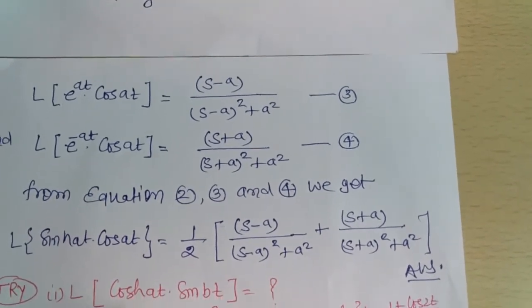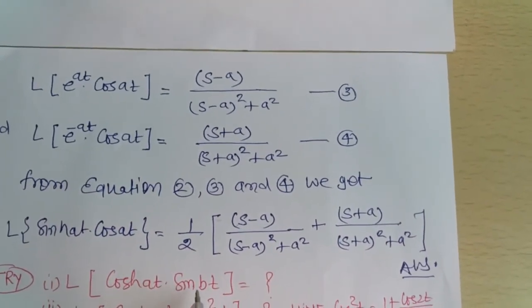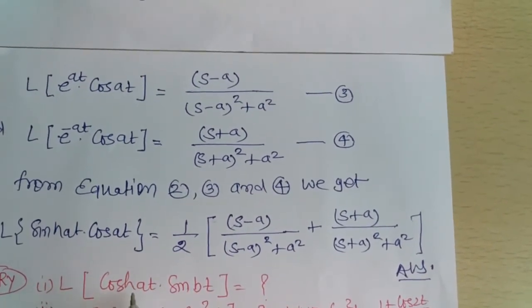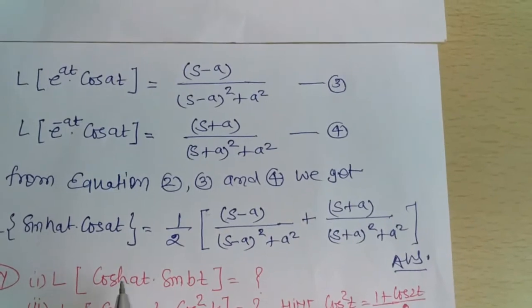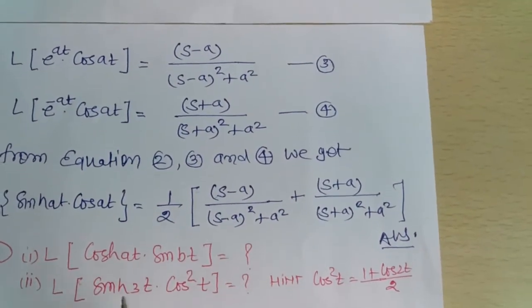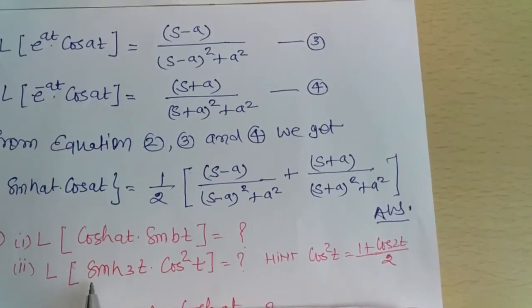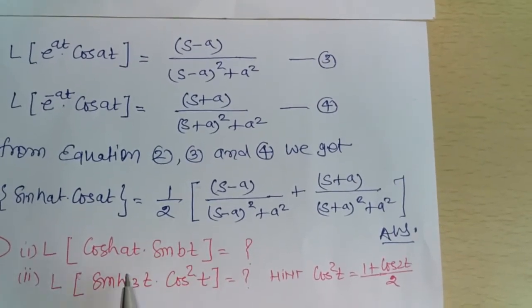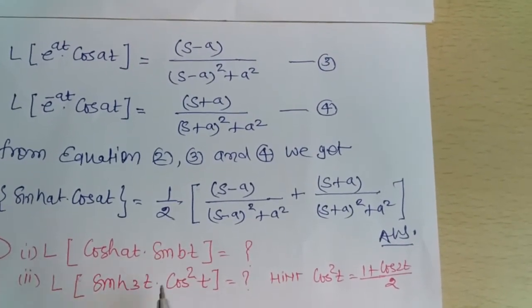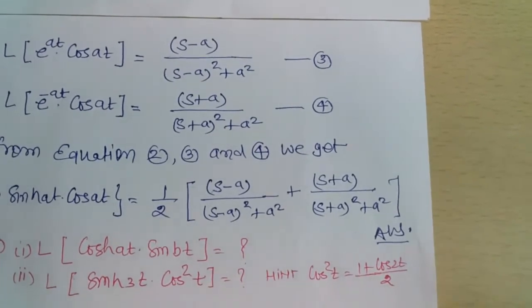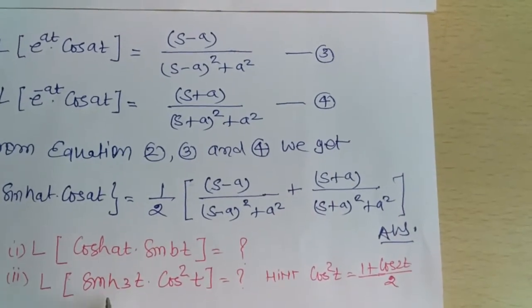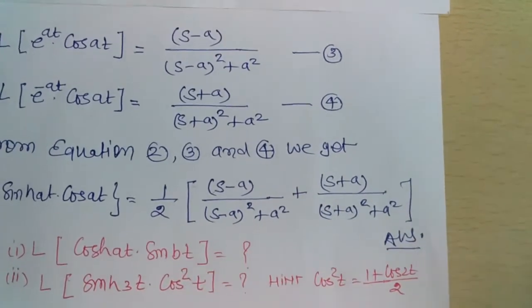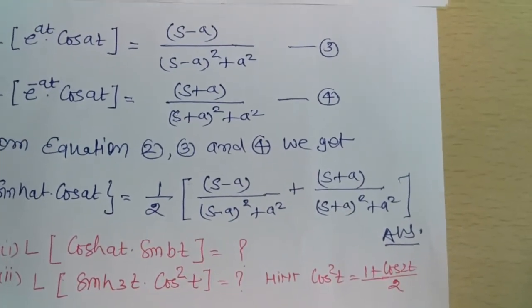Laplace transform of hyperbolic cos at into sin bt. The value of hyperbolic cos at is e raised to at plus e raised to minus at by 2. Next is hyperbolic sine 3t into cos square t. So we put the value of hyperbolic sine 3t as e raised to 3t minus e raised to minus 3t by 2, and cos square t can be expressed as 1 plus cos 2t by 2.